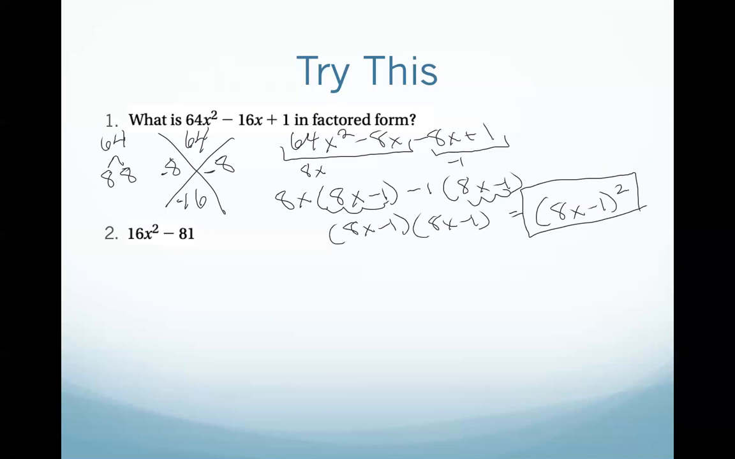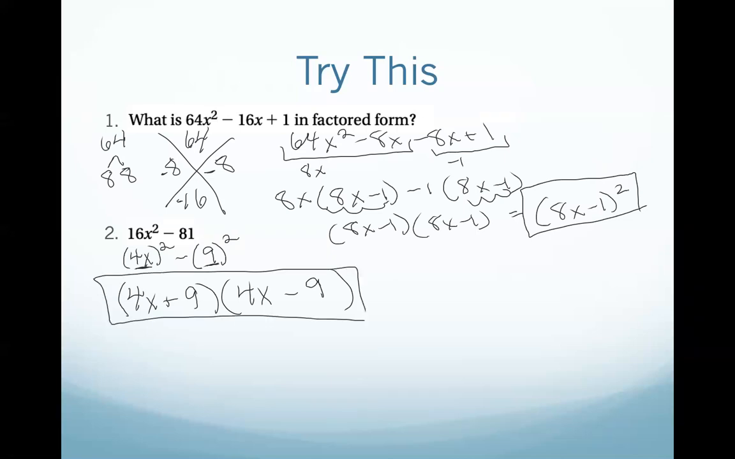And then number 2, we have a binomial here. There's only 2 terms. So how can I write 16x squared as a perfect square? That's 4x squared. 81 is the perfect square of 9. So our formula is going to be something plus, something minus, and the thing in the parentheses is what goes into our slots here. 4x plus 9, 4x minus 9.